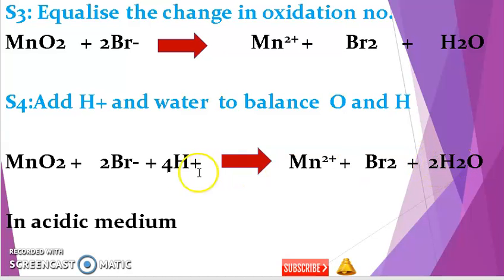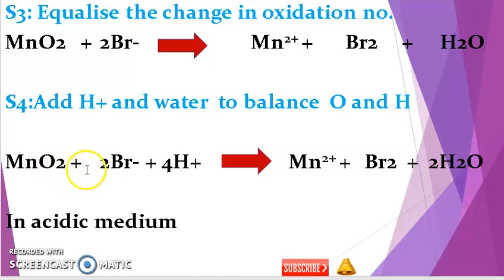If we write 2, here 4 will come, 2 into 2, 4 will come, so that only we have written 4H plus in the acid medium. So for the oxygen, I have written 2 here. So 2O is there, correct. The equalization of the change in oxidation number is correct for the left side and right side oxygen atoms. And what about the hydrogen? It has 4 here and this side also 4, so it is equalized.